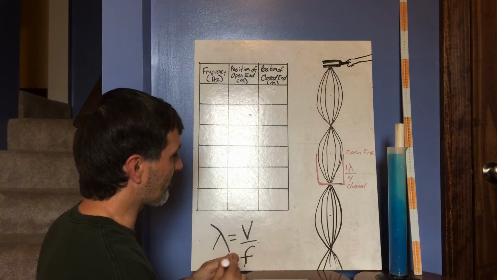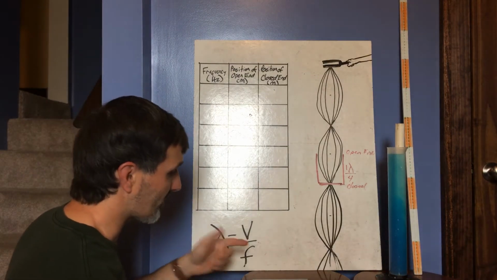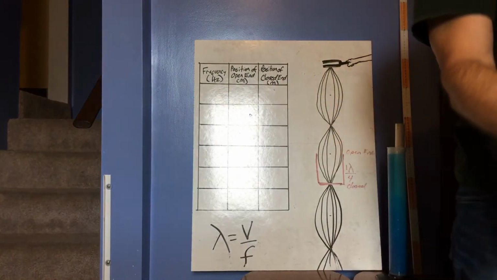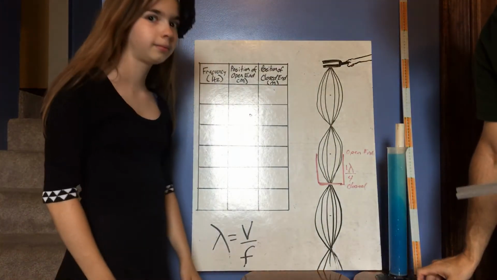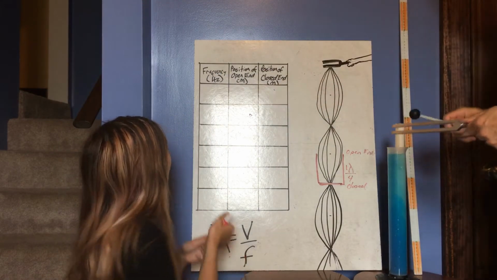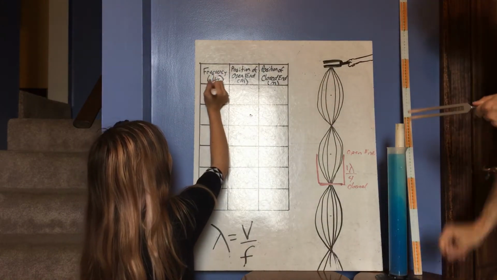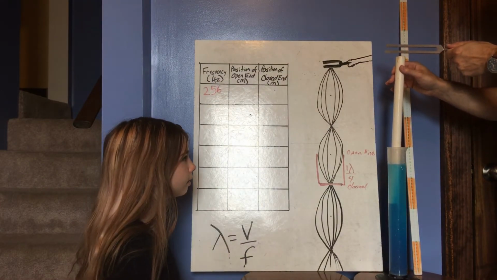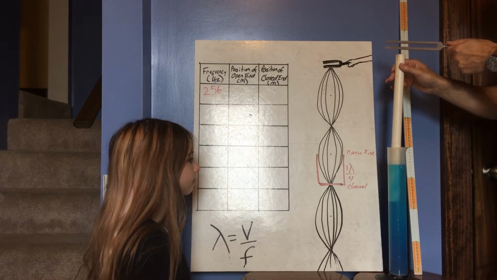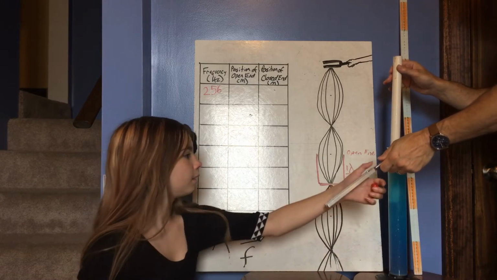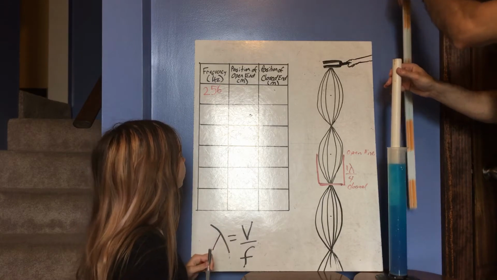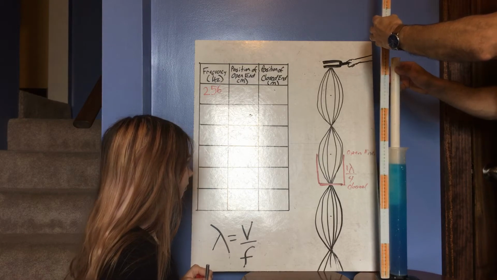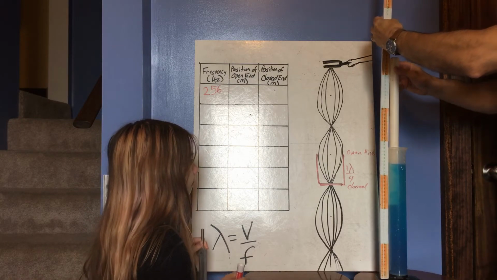And my daughter Taylor's going to help record some data here. We're going to start with this particular wavelength. This frequency is 256 hertz. So we're going to set 256 there. Hold that, please. Okay. And then we're going to measure the difference between the top and the bottom. So the top position is at 65 centimeters.